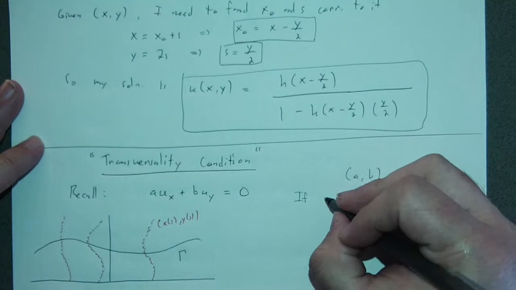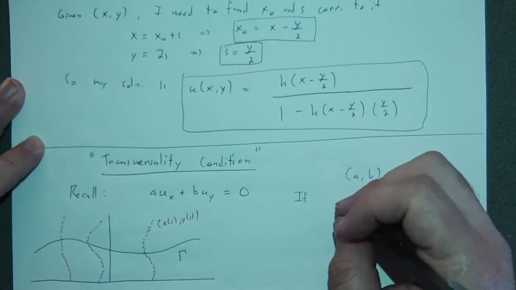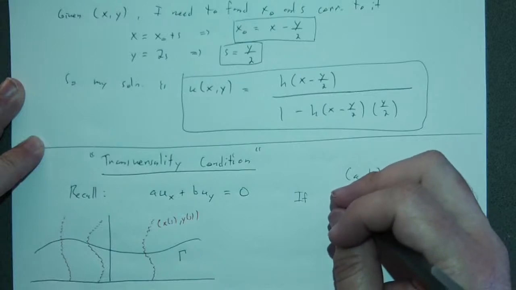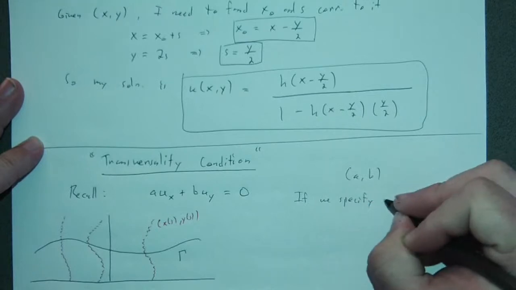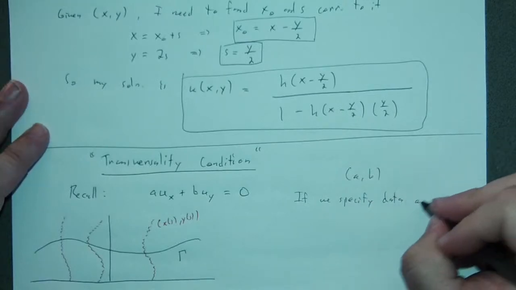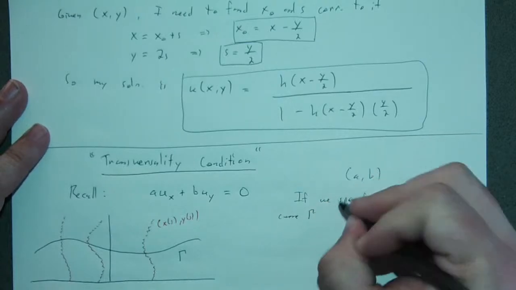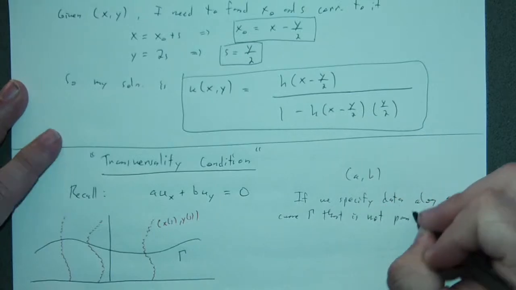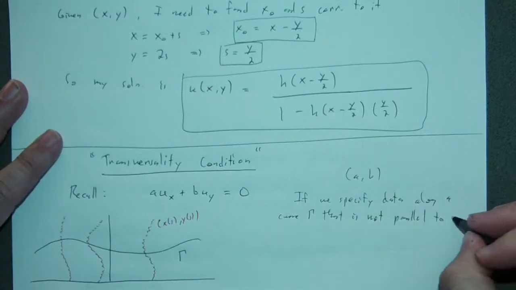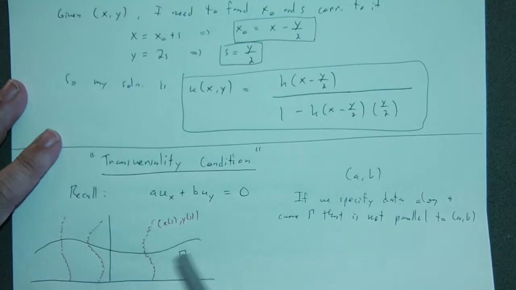So if we specify data along a curve gamma that is not parallel to the vector AB, because this vector told you the direction of all the characteristics, right? So here I've drawn a picture that's more general.